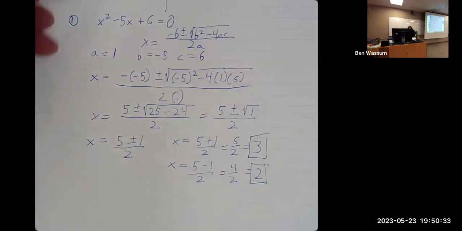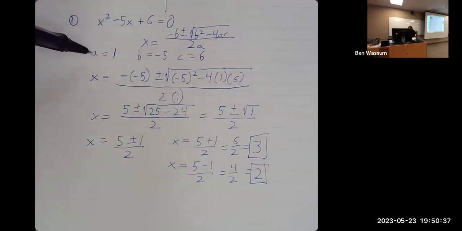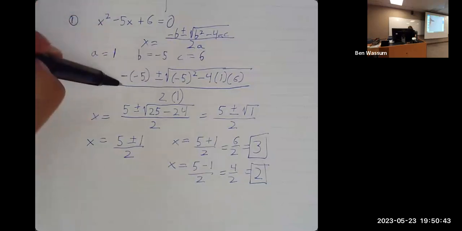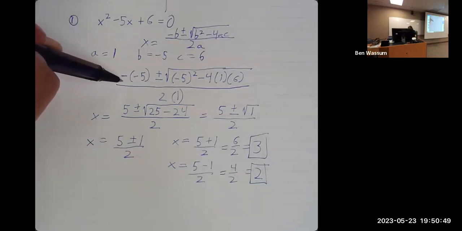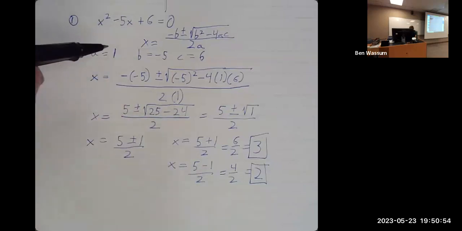So again, I wrote out our formula. I wrote out my A, B, and C to make sure I keep those straight. I took all of those and plugged them into the formula with the parentheses to make sure I don't make any sign errors. And then I just clean it up until I get an answer. So follow that structure every time and you will work it out fine.